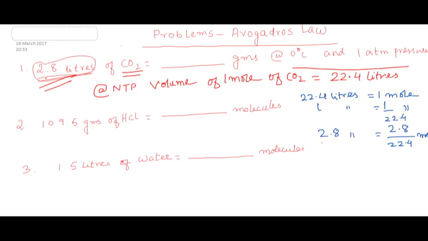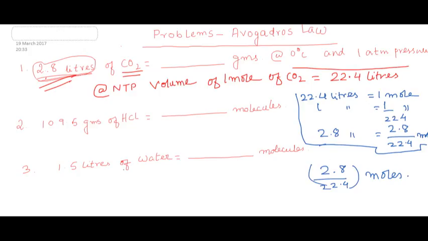In any mole concept problem, we first have to convert anything given. If the weight has been given, please convert it into moles. If the volume has been given, please convert it to moles. If the molecules have been given, please convert it to moles. We can also convert this into moles by not following this unitary method. We can directly do 2.8 by 22.4 and we will get the number of moles.